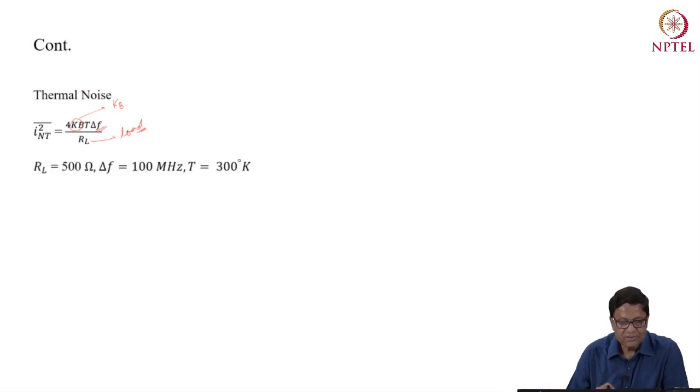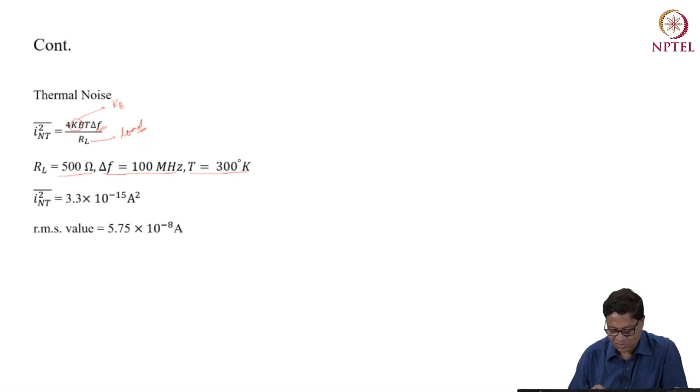So let us now get some indicative value of thermal noise current. Suppose I keep RL as 500 ohms, the bandwidth of the device is 100 megahertz, or I am trying to do measurements over 100 megahertz, and T is say 300 degrees Kelvin. If I plug in these values, I get 3.3 into 10 to the minus 15 ampere square. And if I take the RMS value, this is 5.75 into 10 to the minus 8 ampere, and accordingly we can convert them to microamperes or nanoamperes.